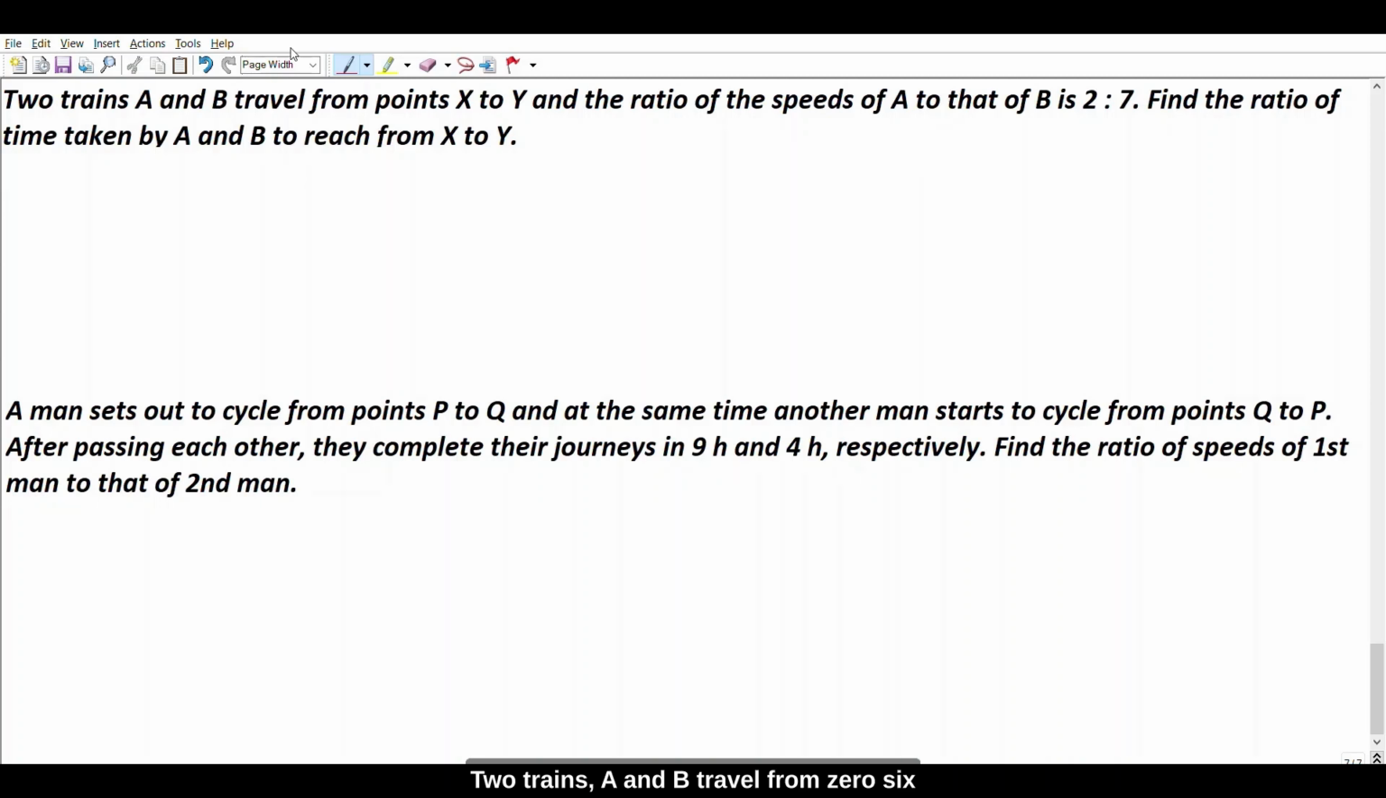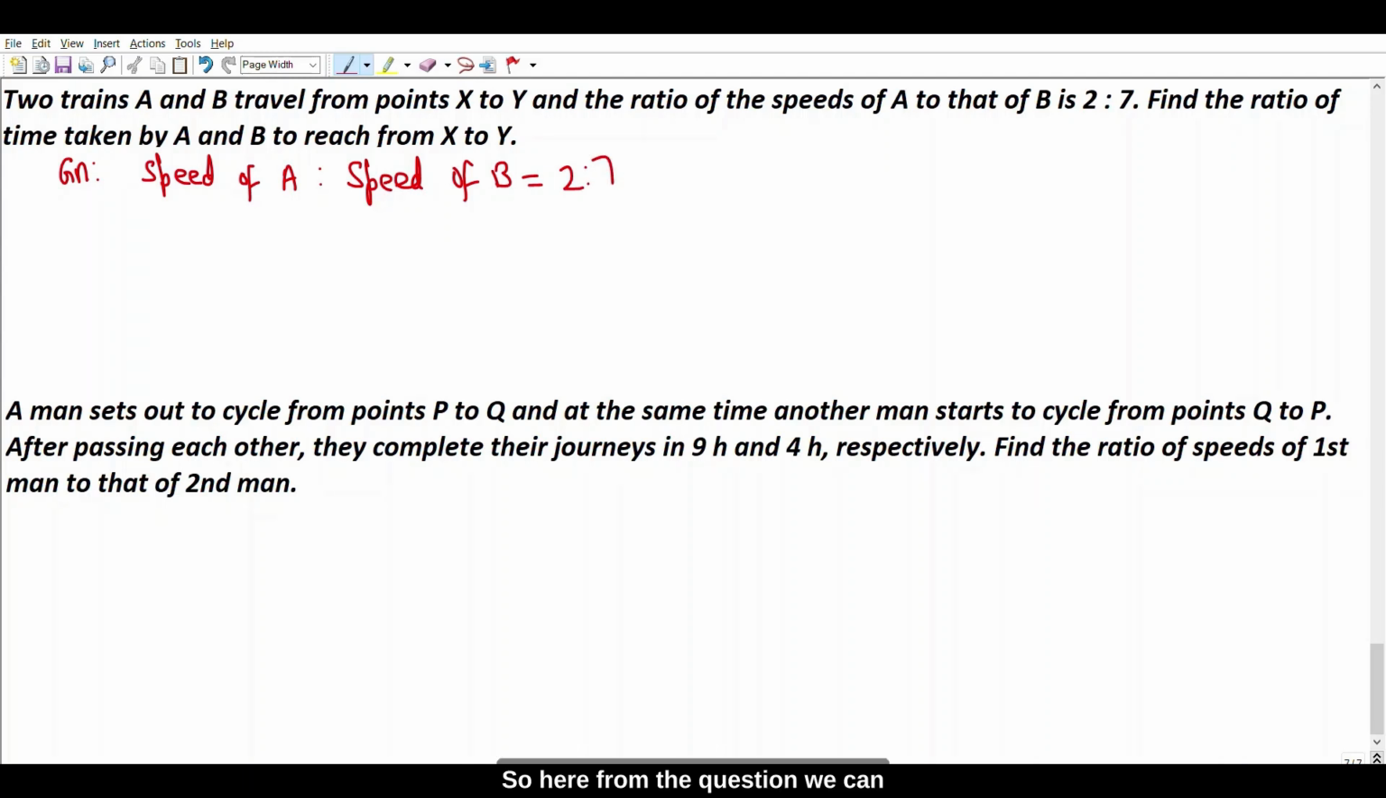Two trains A and B travel from points X to Y and the ratio of the speeds of A to that of B is 2 is to 7. Find the ratio of the time taken by A and B to reach X to Y. So, from the question, it is given that two trains A and B travel from points X to Y and the ratio of speeds of A to that of B is 2 is to 7. Therefore, speed of A is to speed of B is equal to 2 is to 7.